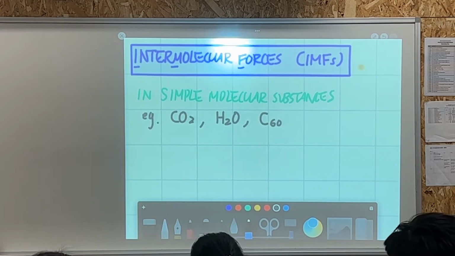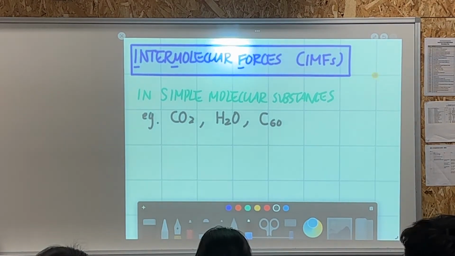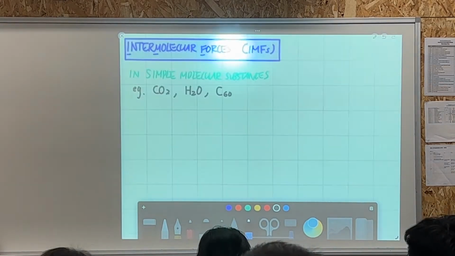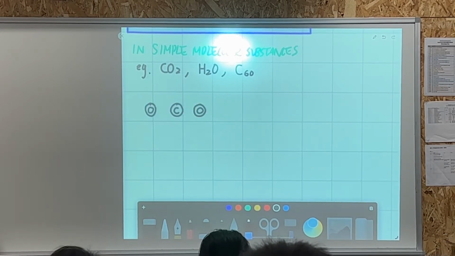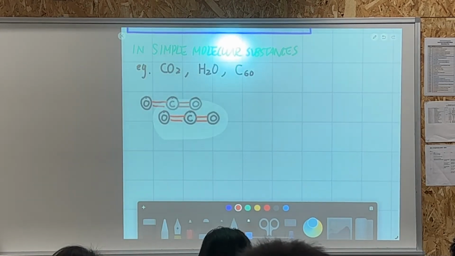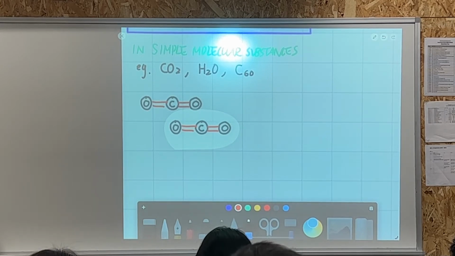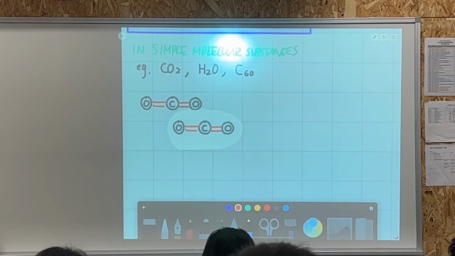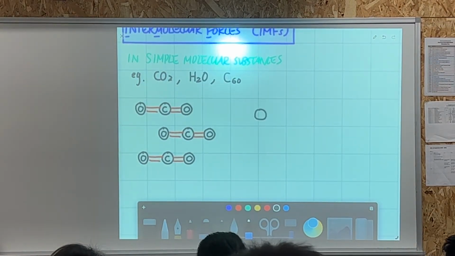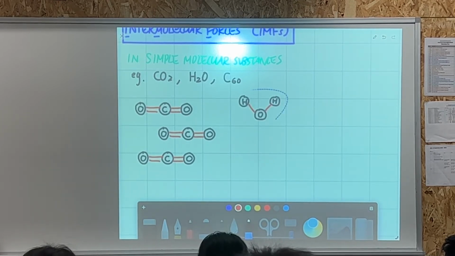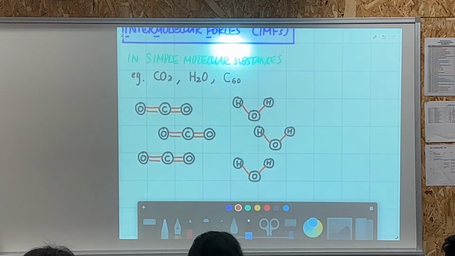Do you know what C60 is? Have you seen this ring before? No. Okay, so this is a form of carbon which we call fullerene. Let me draw out CO2 for you first. So this is a molecule of CO2. What are those orange lines? What are those bonds called? Covalent bond. Okay, so yes, they are bonds, but you have to be specific in the exam and call them covalent bonds. And between the H and O atoms in H2O, you also have covalent bonds.